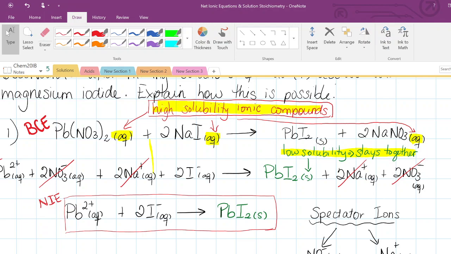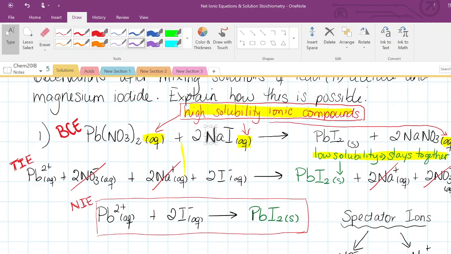Because when I put this lead 2 nitrate into my solution, we know already that because it's high solubility, this is going to dissociate into its ions. And so is the sodium iodide, and so is the sodium nitrate. So what we do in our total ionic equation, which is step 2, is we're going to dissociate this. And sometimes it helps to see what's happening here.